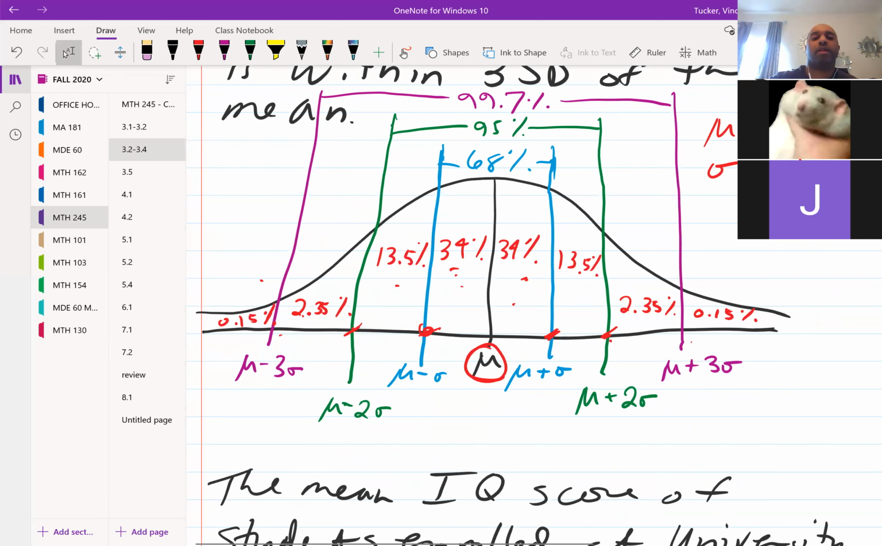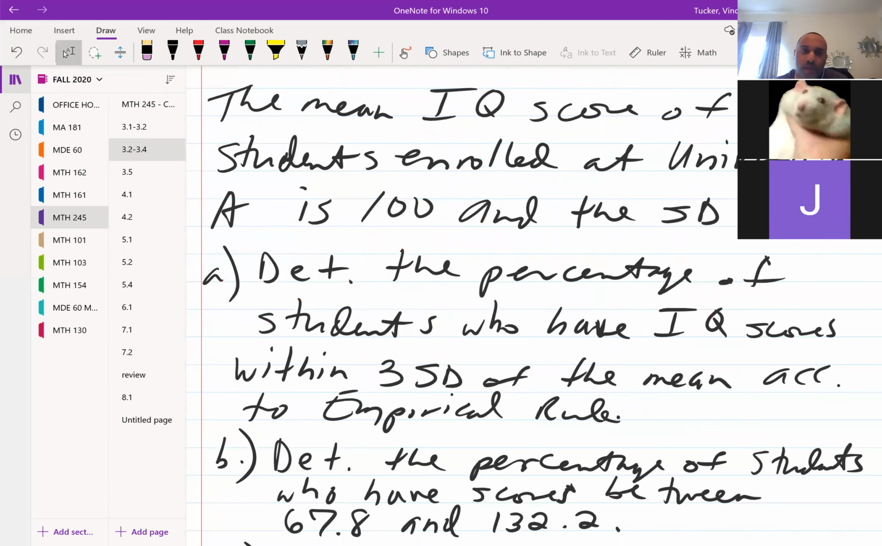All right. So the mean IQ score of students enrolled at University A is 100 and the standard deviation is 16.1. So notice they give us the mean and they give us the standard deviation. So once again, emphasizing the application of your standard deviation and your mean, not necessarily calculation. So determine the percentage of students who have IQ scores within 3 standard deviations of the mean according to the empirical rule.